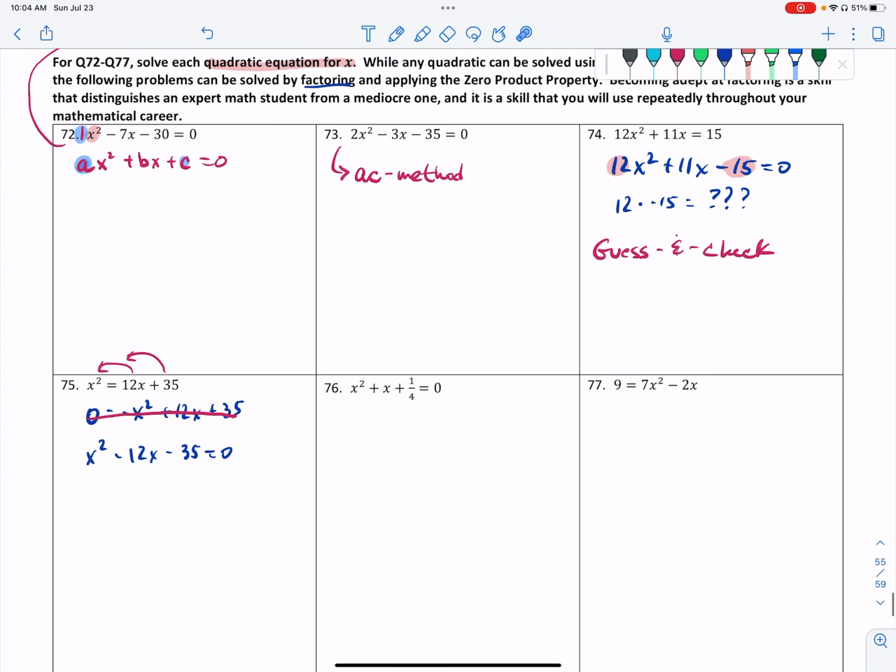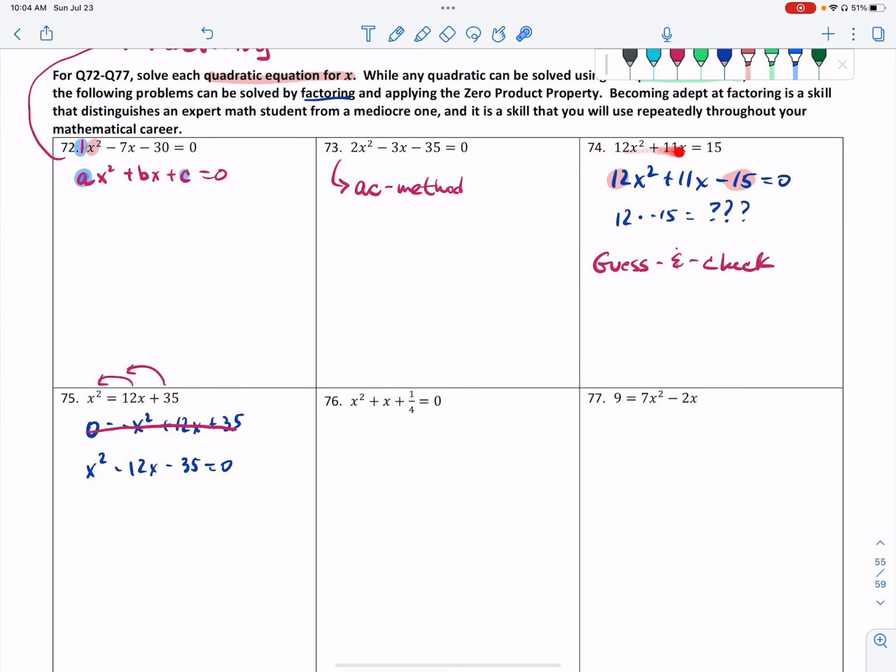And that's the kind of thing that you can try over here on 74 if it's too intimidating to try to factor 12 times negative 15.